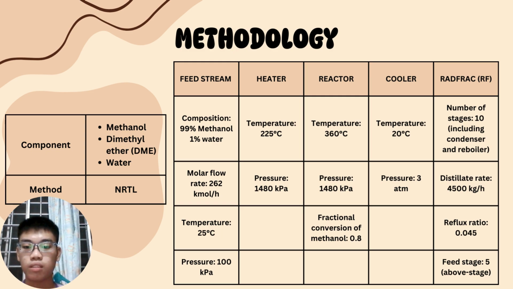For separating the product, the refractory distillation column was designed to have a total of 10 stages, including the condenser and reboiler. The distillate rate of the column was set at 4,500 kg per hour, while the reflux ratio is set at 0.045. The feed stream was designed at stage 5 from the top stage, while the pressure of the column was set at 1.8 atm.